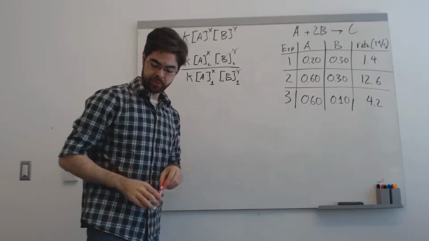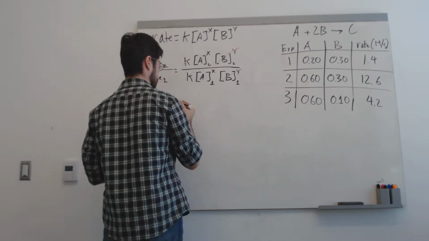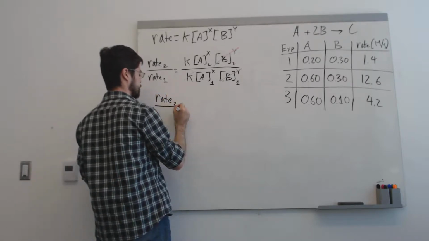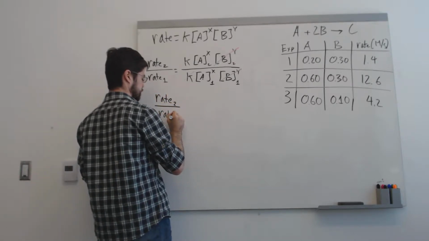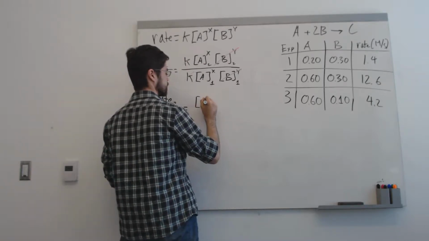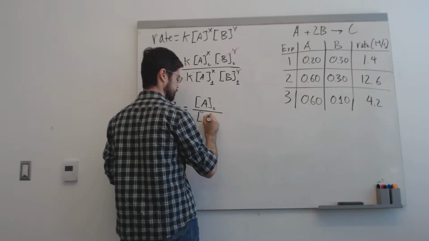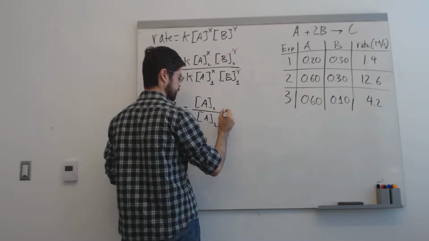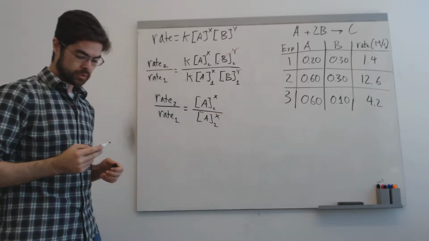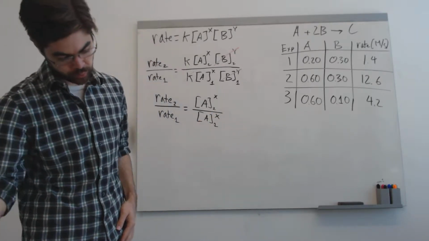What I'm then left with is just looking at how A changes between the two experiments. So I can say the rate of the second experiment over the rate of the first experiment, and I get this, the concentration of A in the second experiment over the concentration of A in the first experiment, raised to the x. That's what I have left to work with.